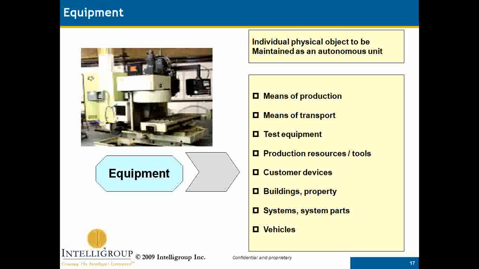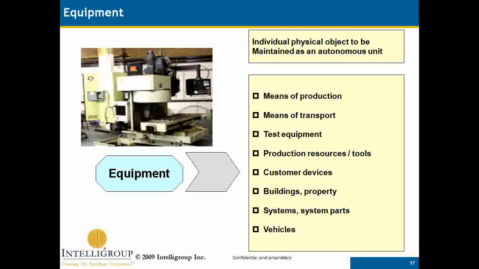Yeah. In the same way, the equipment is the individual physical object to be maintained as an autonomous unit in plant maintenance, and it will be defined for the means of production and the means of transportation. Vehicles are also equipments. Production machines are also equipments. Test equipments: yesterday I spelled out that a sound tester is a measuring instrument. It needs calibration at regular intervals, and that is also defined as test equipment in the system.